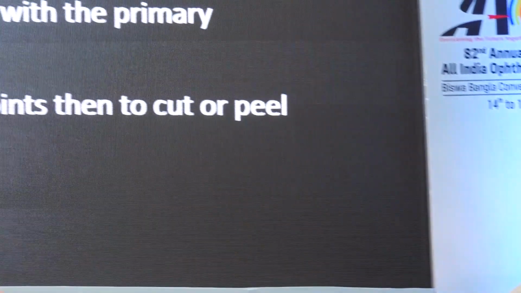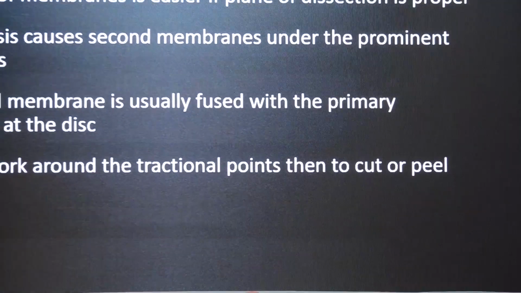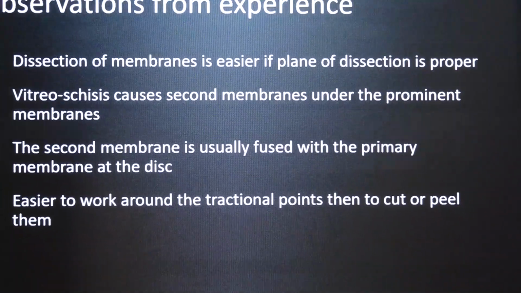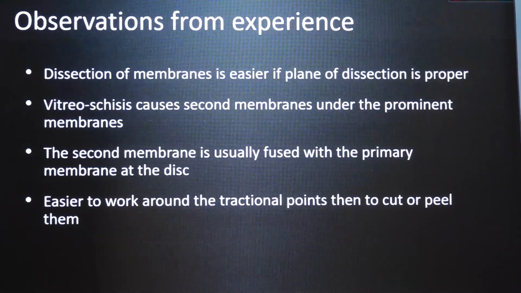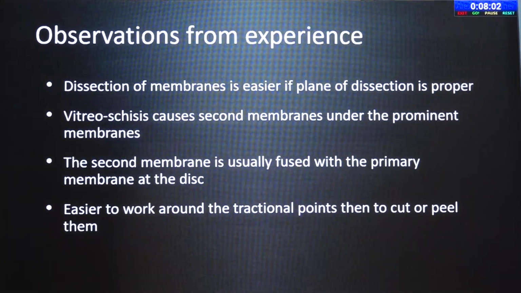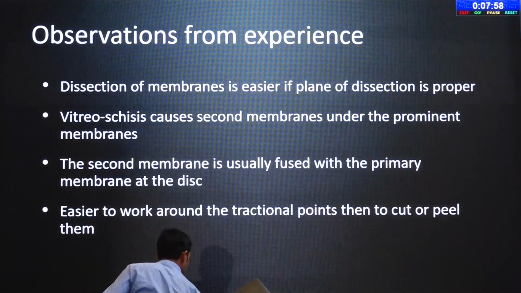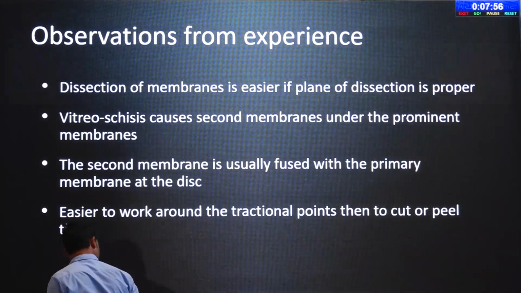From our past experience, we have observed, and this is very important, that dissection of membranes is very easy if you have a proper plane of dissection. And as Dr. Dries showed in his previous presentation, vitreoschisis causes second membranes under the prominent membranes. All these membranes, whether second or third, are usually fused with the primary membrane at the optic nerve head. And it's always easier to work around the tractional points than to cut or peel them.